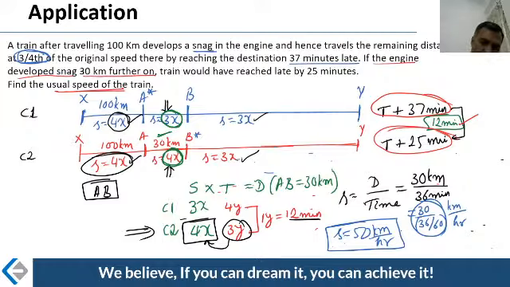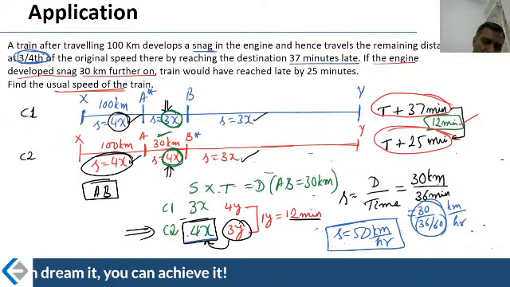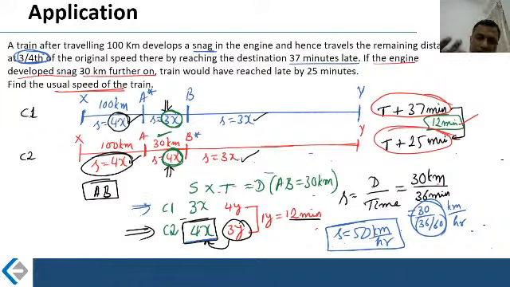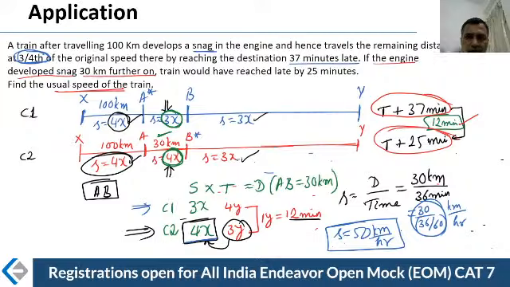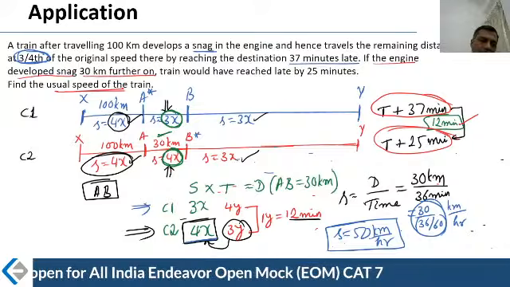So if you want the original speed, take the second case directly. If you want the revised speed, take the first case. That's it. That's a pretty simple one. You don't have to draw so much of a diagram. Once you understand this question, trust me guys, it wouldn't take more than 2 minutes to solve.